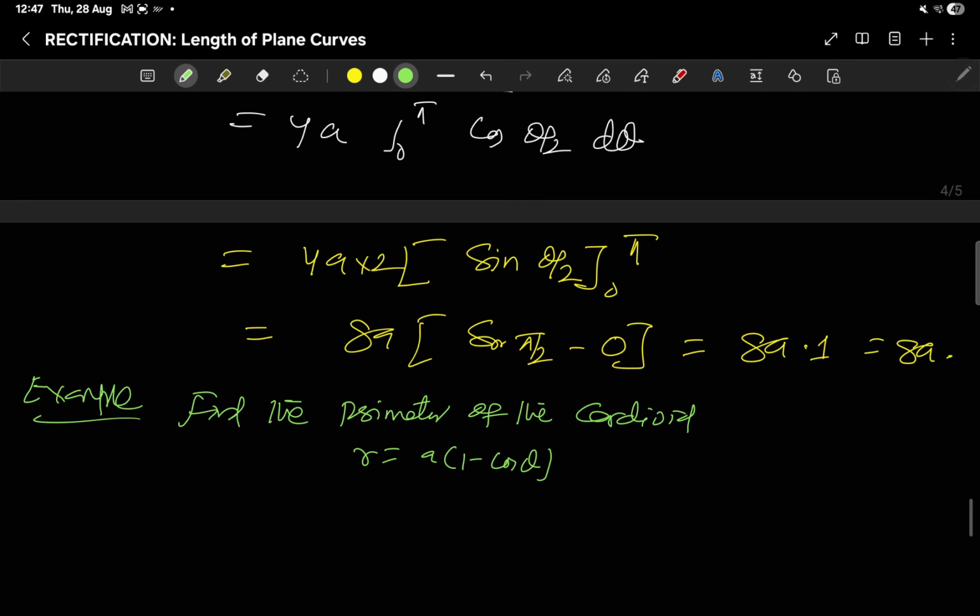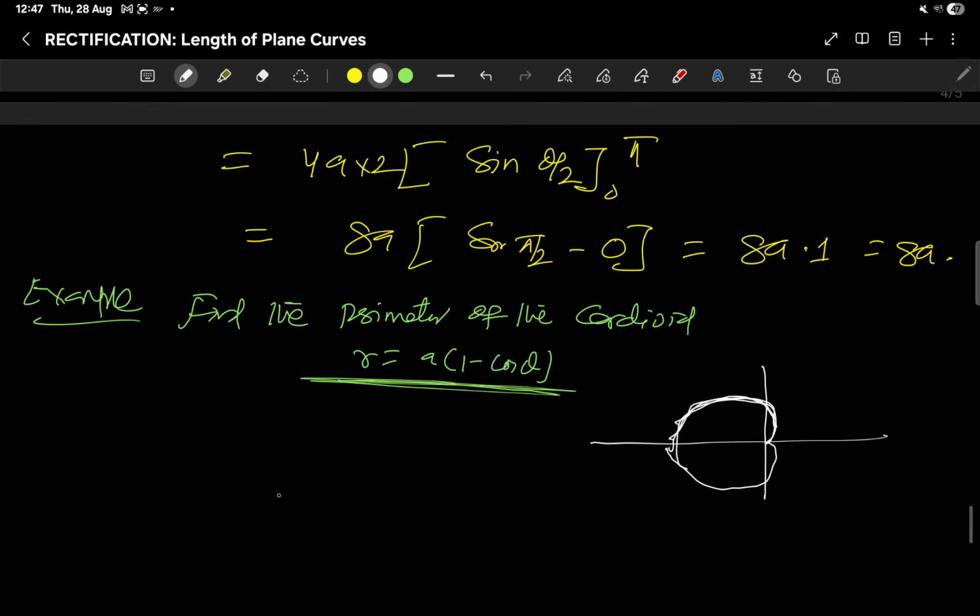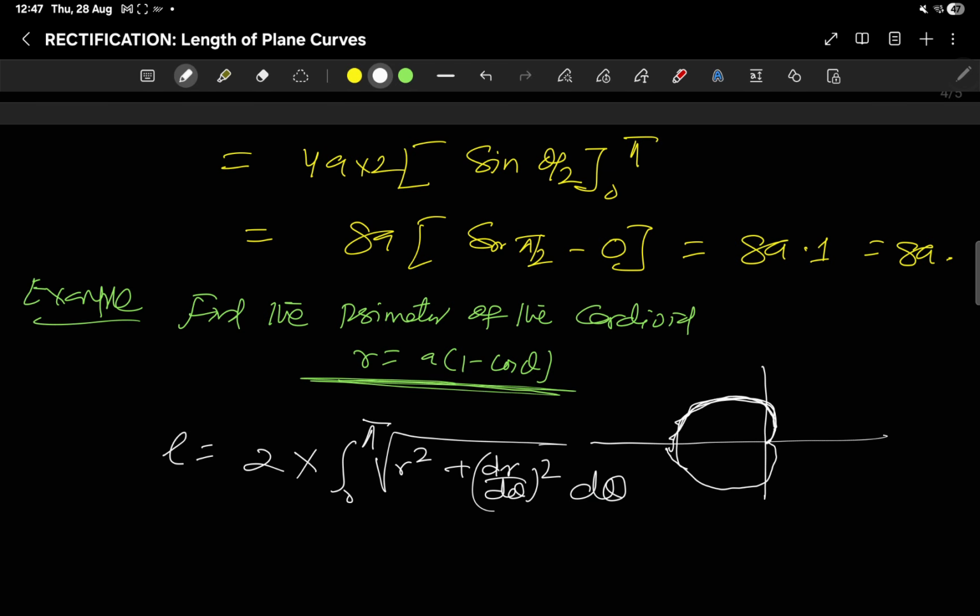So again, suppose you are asked to find the perimeter of this. This is another cardioid, with the equation of another cardioid, and here we don't need the curve, but the curve is like this. Here similarly, it is from 0 to pi and 2 times this length. So this L will be 2 times the integral 0 to pi, the same formula, square root of r square plus dr by d theta whole square, d theta. If you evaluate it, we will get the same answer. So this is your answer here, it is same.